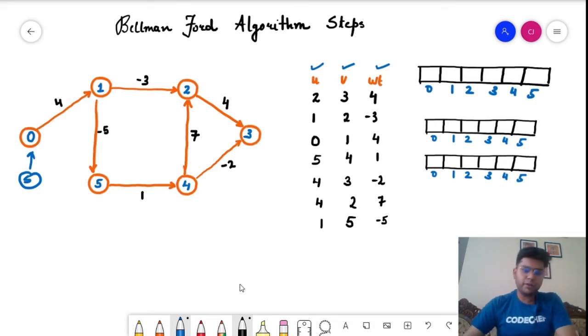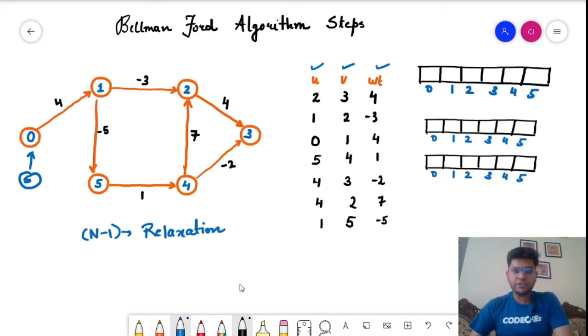Now what we are going to do to formulate our algorithm is known as relaxation. We need to perform n-1 relaxations. We'll understand in detail what relaxation is, and why we are doing n-1 relaxations, where n denotes the number of vertices that we have. Here we have 6 vertices, so how many relaxations do we need to do? 5 relaxations.